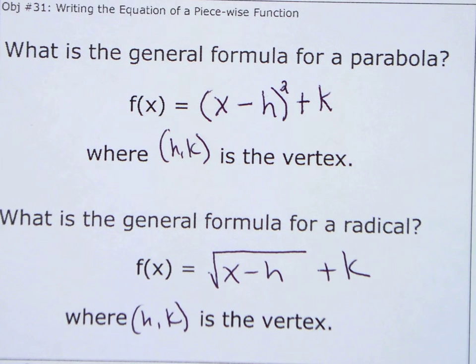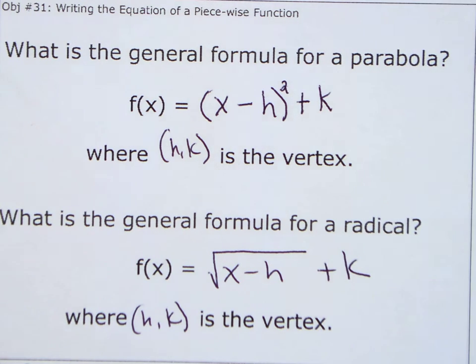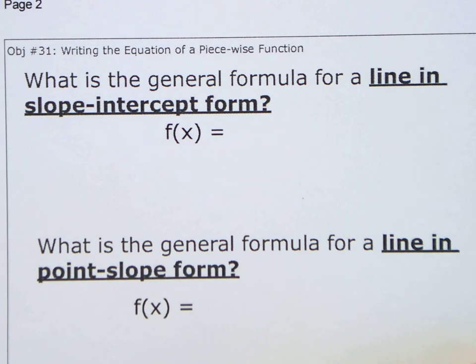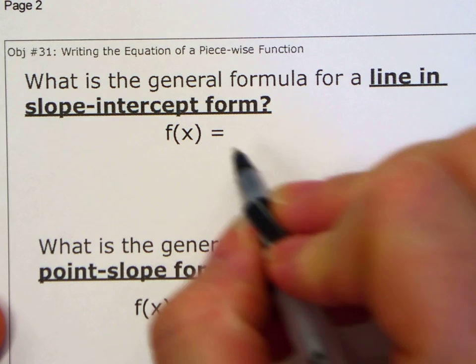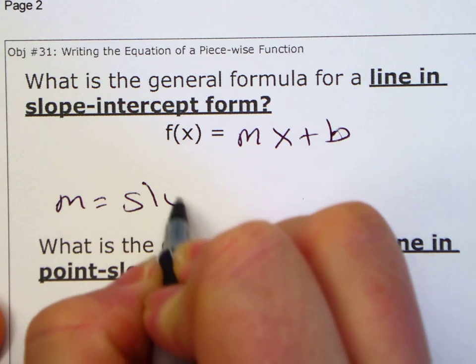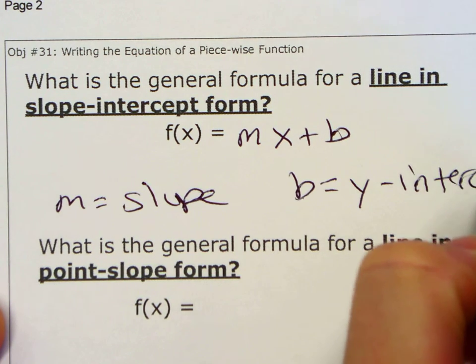All these formulas look exactly the same. There's only one specific difference: a square, a radical. Now let's talk about a line. What is the general formula for the line in slope-intercept form? What did you learn in 9th grade? That's your y equals mx plus b, where m is your slope and b is your y-intercept.